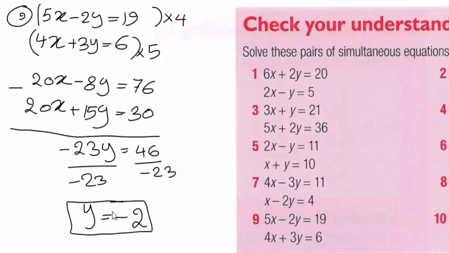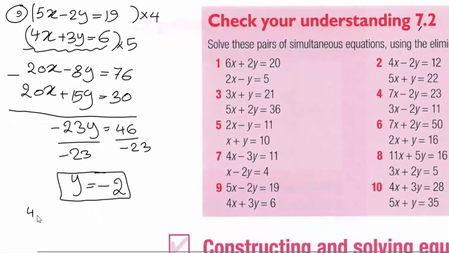This y will help us to find x. Which one do you think is easier? I see this equation is the easiest. Then I'm going to substitute negative 2 in place of y. Then what we have is 4x plus 3 times negative 2 is equal to 6. 3 times negative 2 is equal to negative 6. Positive with negative, what's remaining is negative. Okay, now 4x minus 6 is equal to 6.